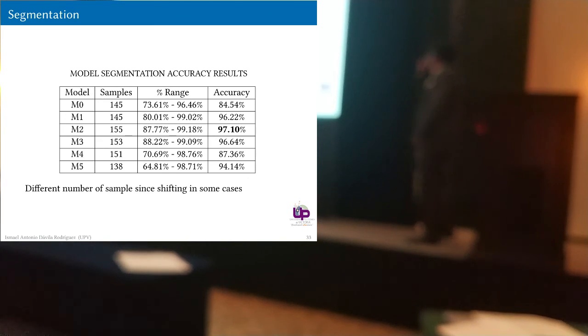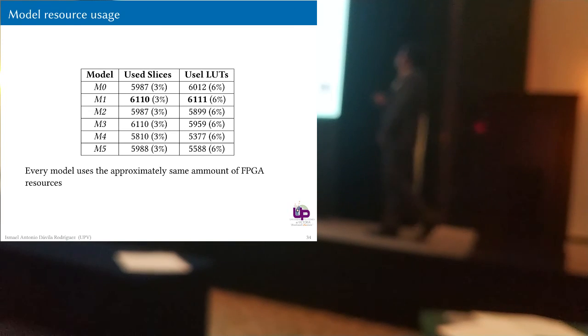Also, if you see, M0 and M4 have this accuracy, and then with some logical operations we get a better performance, as you see in M5 and M1. And these were the model resource usage. Every model used approximately the same amount of FPGA resources.